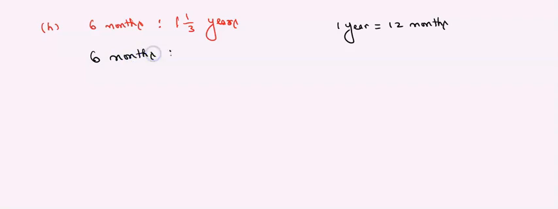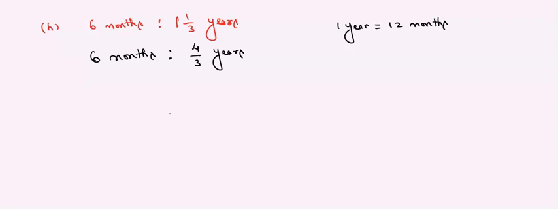So first let us change the given dimension. 6 months is to, it's given in mixed fraction. So first we have to convert into improper fraction. So 3 as it is. 3 ones are 3. 3 plus 1 is 4. That is 4 by 3 years. We know that 1 year equals 12 months. Then 4 by 3 years is equals to how many months? Can you tell me?